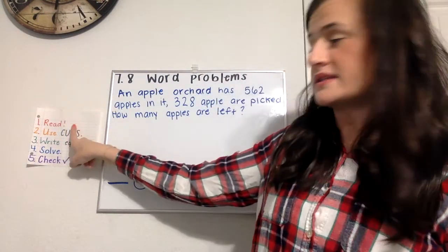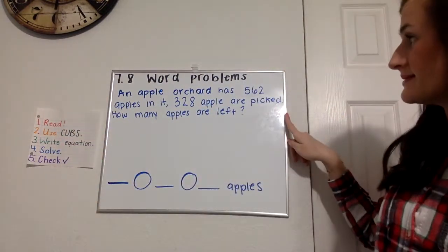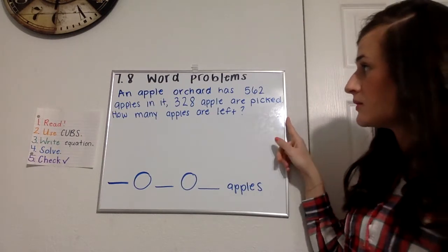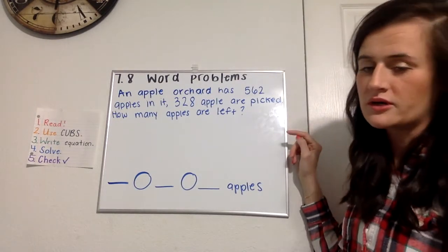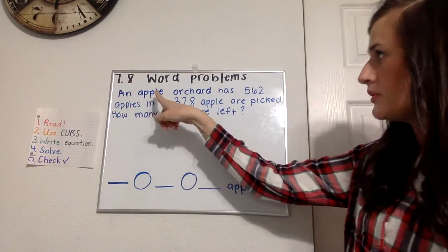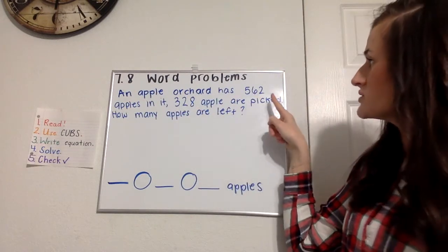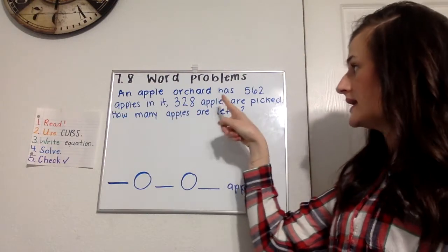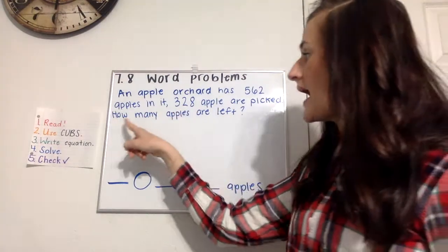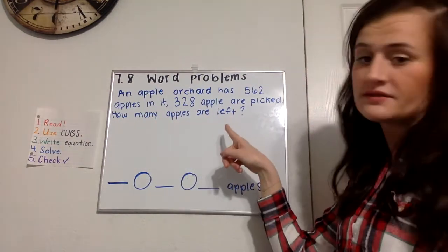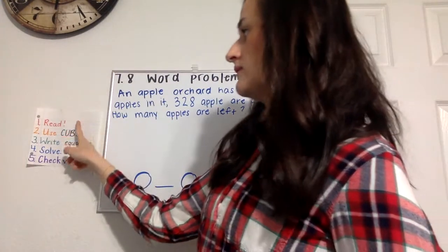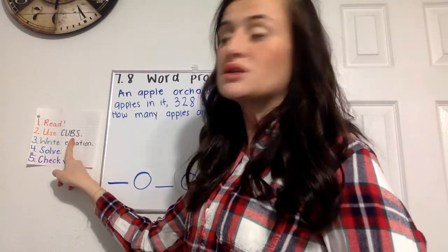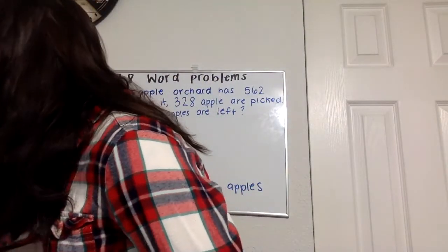So the first thing we're going to do is read. It says, an apple orchard, an orchard is another word for farm, has 562 apples in it. 328 apples are picked. How many apples are left? Now that we read it, we're going to move on to number 2, which says use cubs.